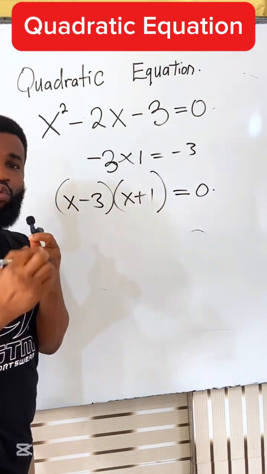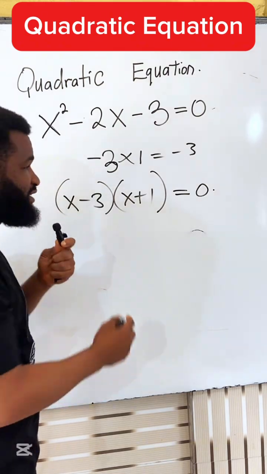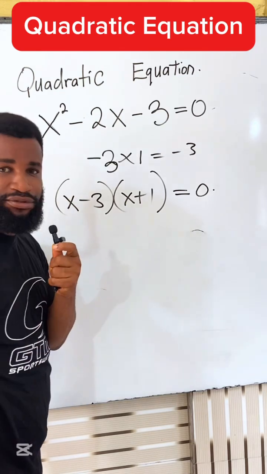All right? So the next thing you go is, since x minus 3 multiplied by x plus 1 is equal to 0, that means one of the brackets must be 0. So I don't know the bracket that is 0. So what I'm going to say is x minus 3 equal to 0, or x plus 1 is going to be equal to 0. So let's do it.